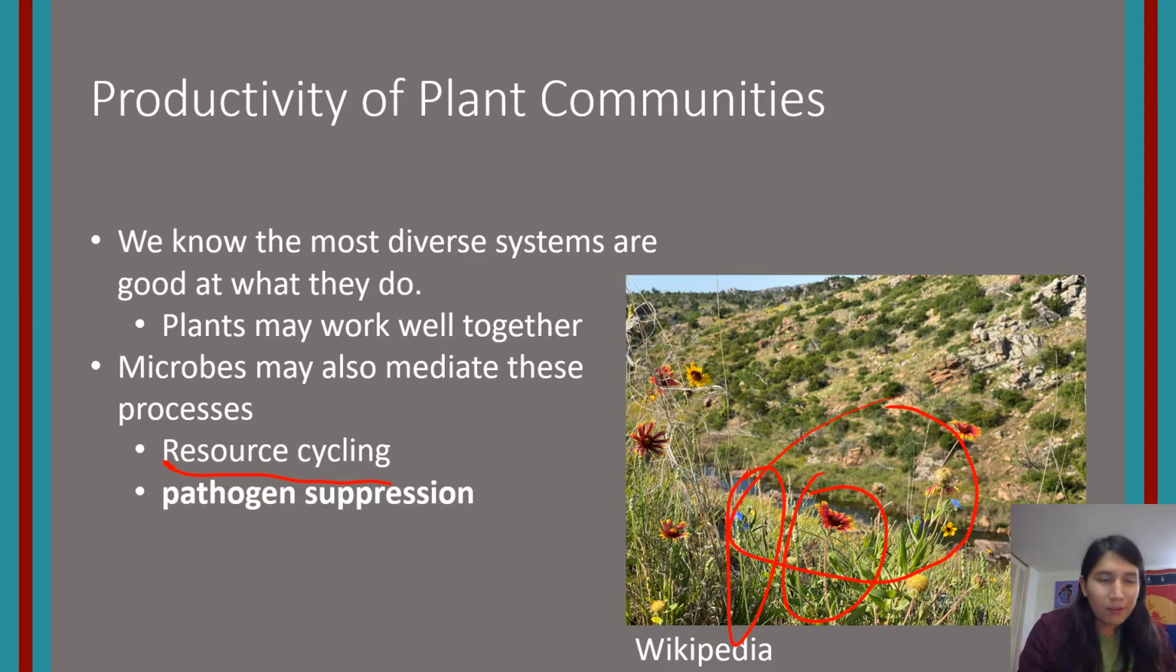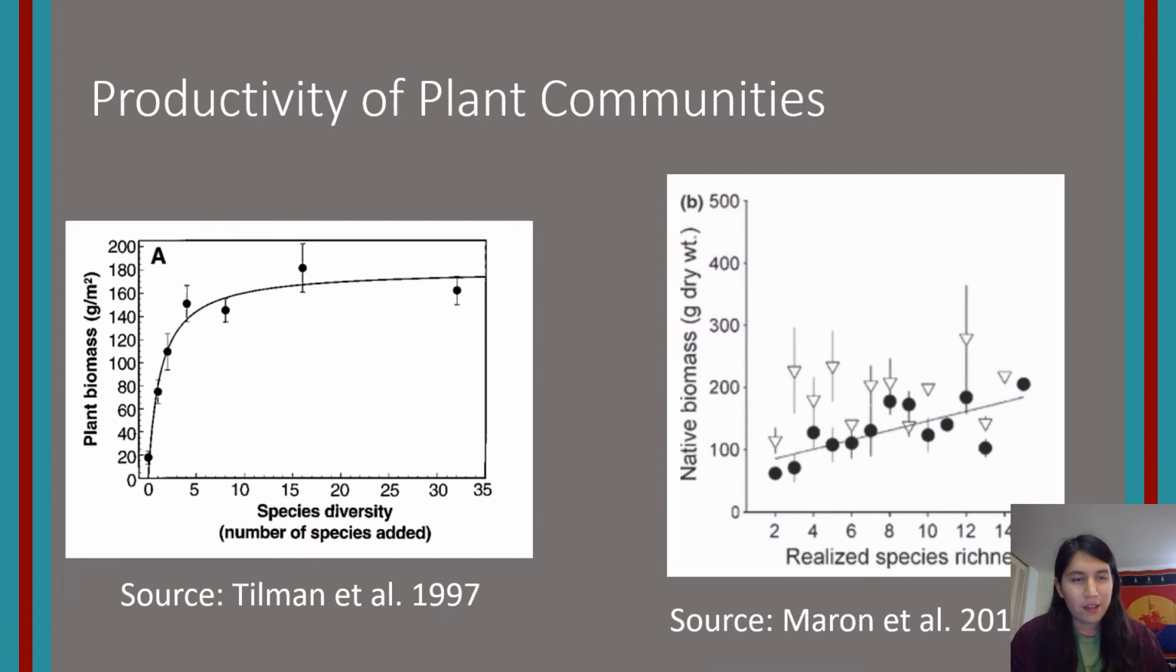But there's also another way research has been looking at it, and that's what's known as pathogen suppression. So what does that mean? How do pathogens play a role in maintaining this diversity and this productivity? On the left here is a famous plant ecology paper, and this graph is really famous. It shows a basic ecological principle where the higher in diversity you are, the more productive you are.